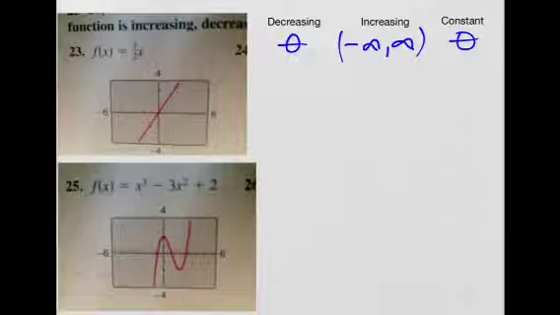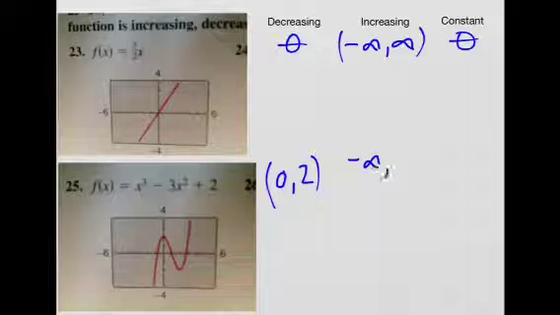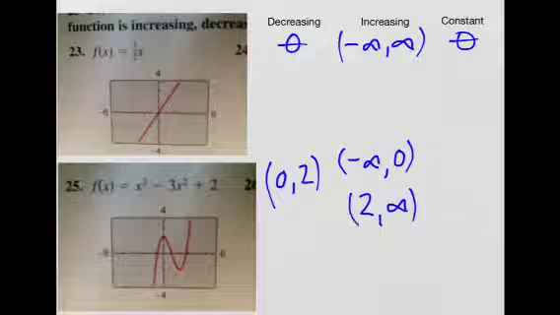Okay, so you would write for decreasing, you could put from 0 to, let's see, 1, 2 tick marks. And then for increasing, from negative infinity to 0, and then from 2 to infinity. And there are no constant intervals.